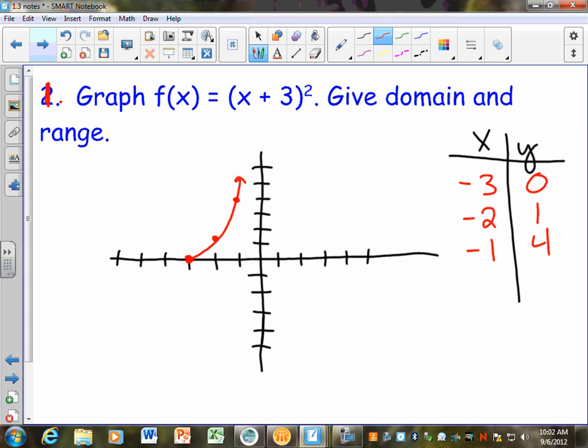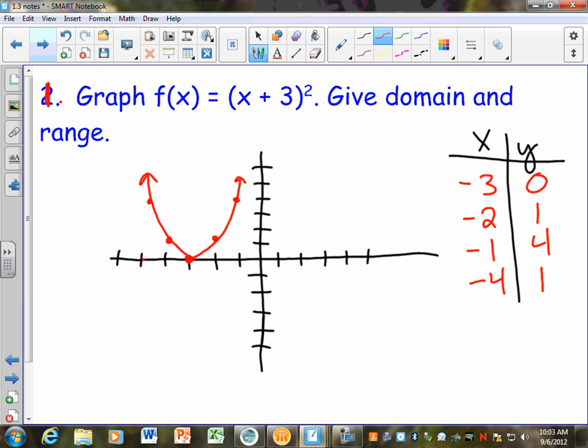What if I picked negative 4? What would I get? I'd get 1. With a parabola, what you want to happen is to get the same number, because it should be the same on both sides of that vertex. If I pick negative 4, I get 1, right? If I pick negative 5, I'm going to get 4 again. So by knowing that it's a parabola and knowing that if I can find that vertex, then I can flip it over, that makes things a lot easier.